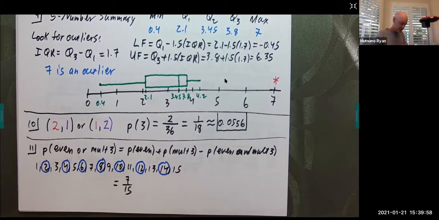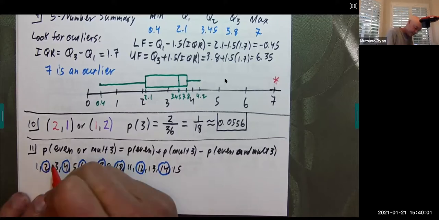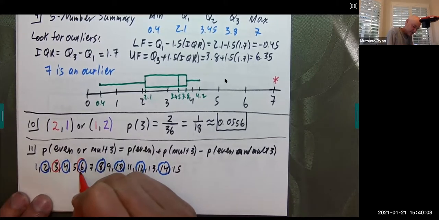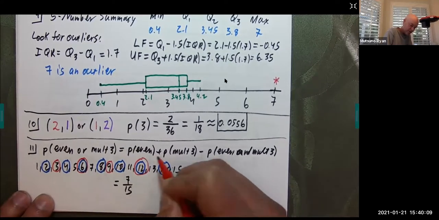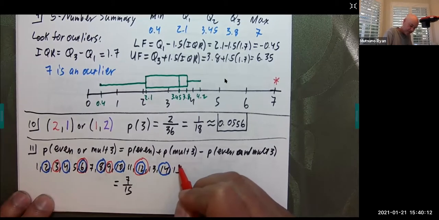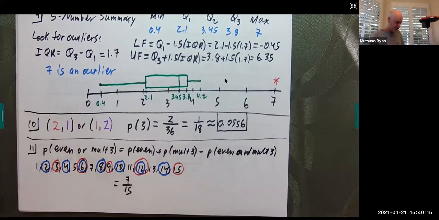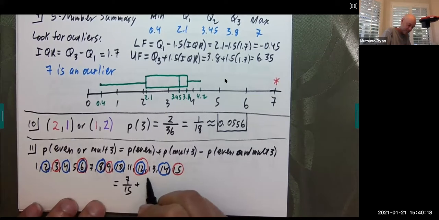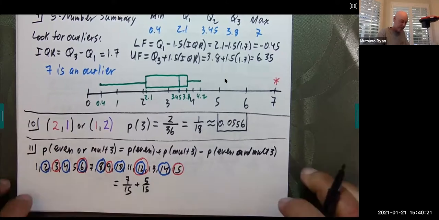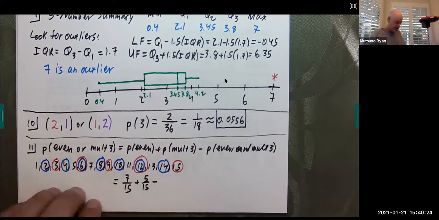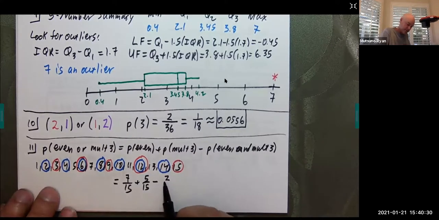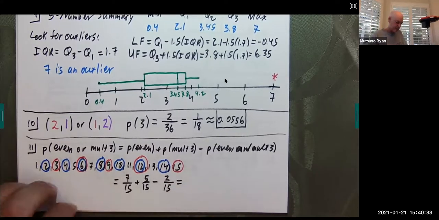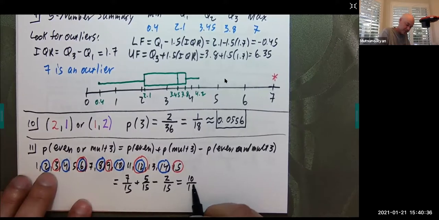Next up, in red, I'm going to circle the multiples of 3. 1, 2, 3, 4, 5. So it looks like there are 5 multiples of 3. Now we have to subtract the double counted ones. How many double counted ones? That's the one with the color on both. So there's 2 of those. So that's 12 minus 2 is 10 over 15. Reduce 5 out of that, that's 2/3.